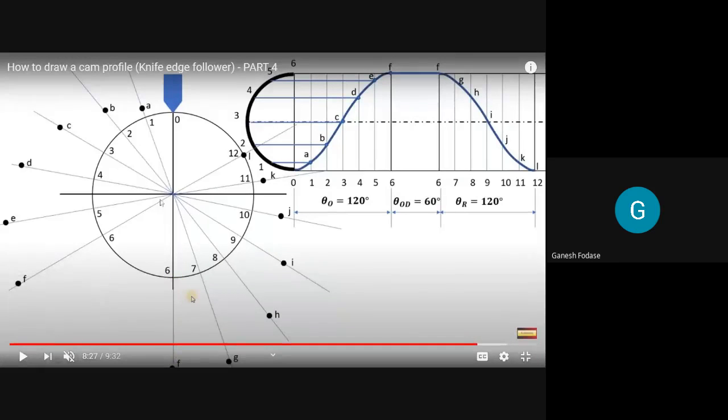Where these 2 points are: the first point is point O, when the follower is stationary at the start. The end is at 12. You can see the follower rises, dwells, and returns at L. Here also the displacement is 0. Here also it is 0. Then join these points by a smooth curve. That one is nothing but your cam profile.